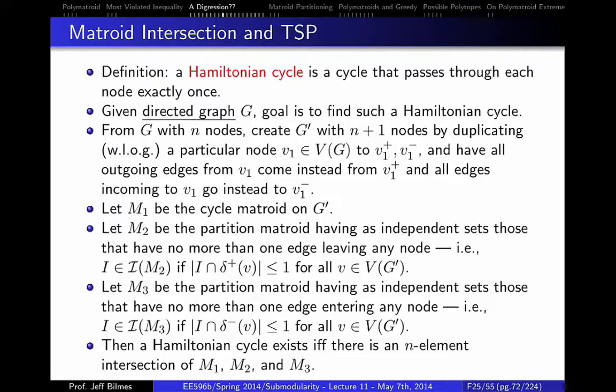Okay, so what does that mean? It means that there's a Hamiltonian cycle if and only if there's an n-element intersection of these three matroids. Which must mean that if we want to intersect three matroids, it becomes an NP-complete problem, because the Hamiltonian cycle problem is NP-complete. So three matroids is hard. Something strange has happened moving from two matroids to three. So that's kind of interesting.